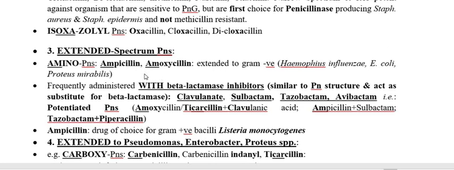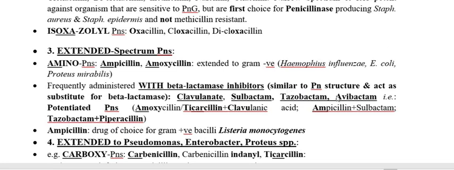So thereafter the drugs ampicillin and amoxicillin came in combination with a beta lactamase inhibitor. There are several types of beta lactamase inhibitors: clavulanate, also called clavulanic acid, sulbactam, tazobactam, and avibactam.